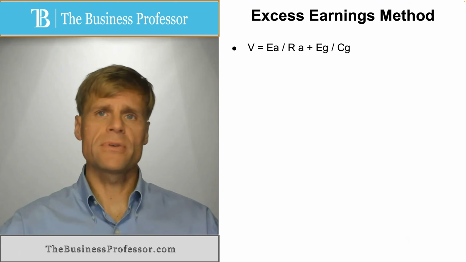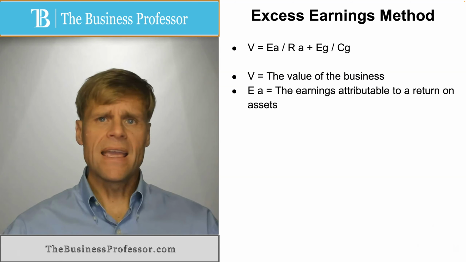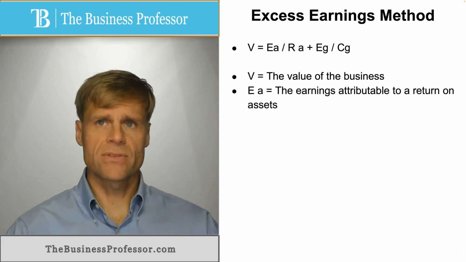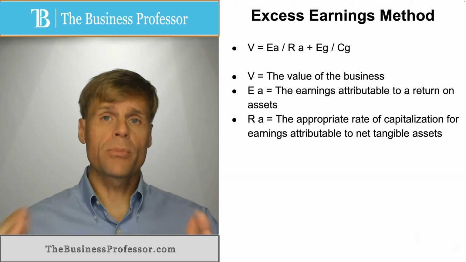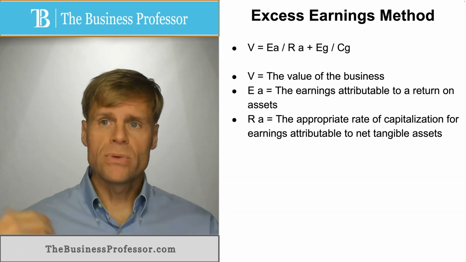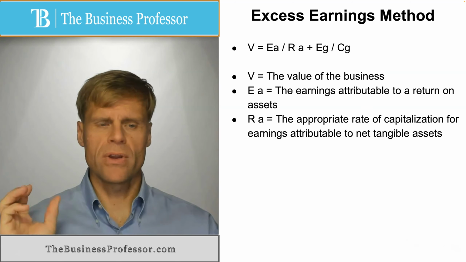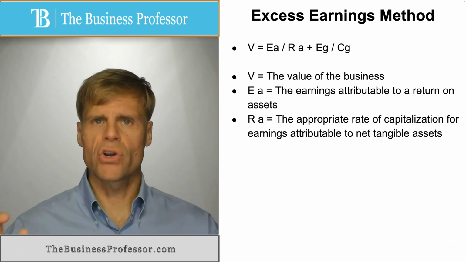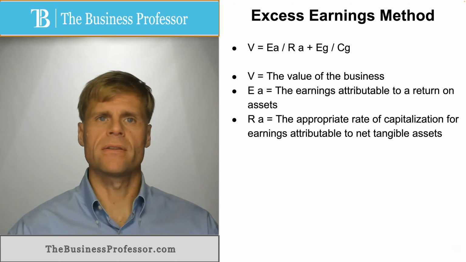So it's generally represented by this formula, with V being the value of the business, E of A being the earnings attributable to a return on assets, right? Your tangible assets. And then R of A being the appropriate capitalization rate that you would say is associated with those tangible assets. And what does that mean? So basically, if you had these tangible assets, what would be the expected return on them, the value of them if you were to put them out there in the market?